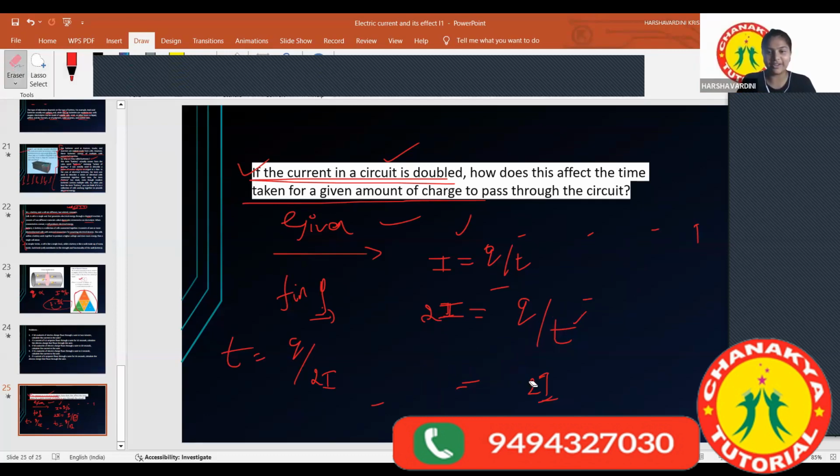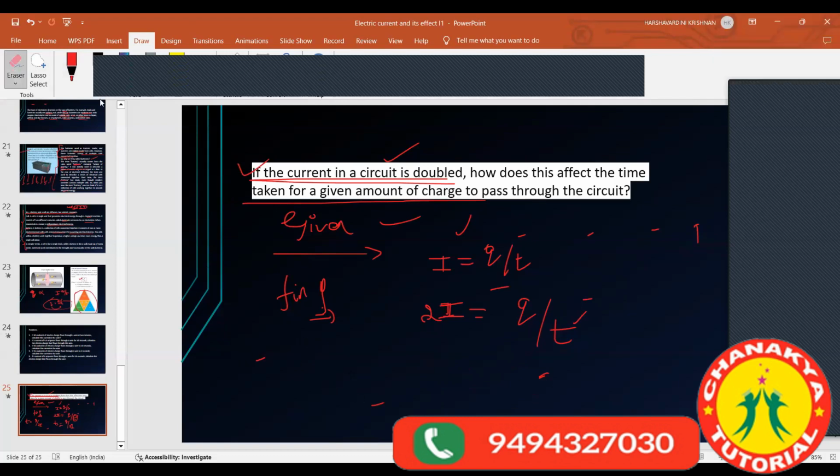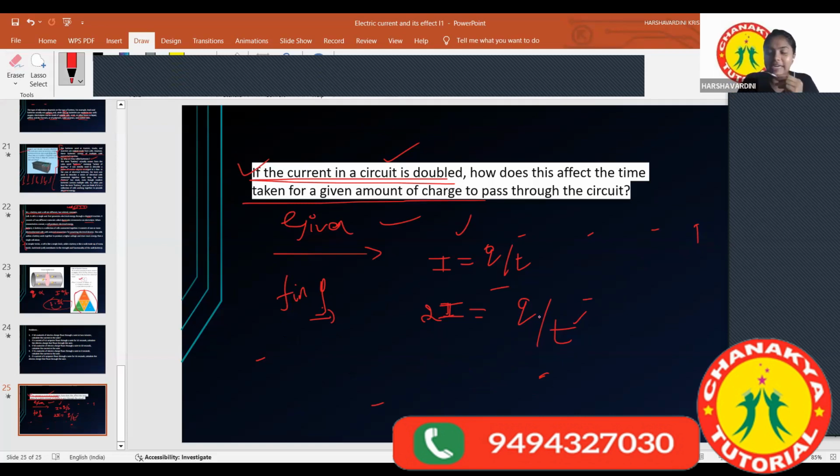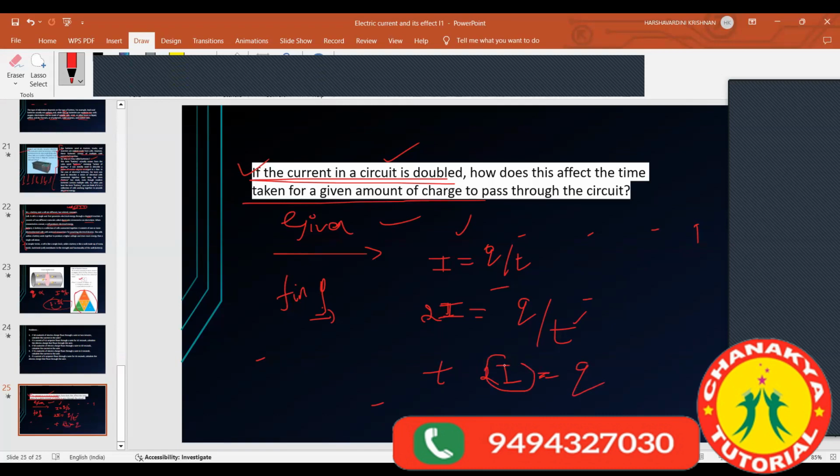Oh my God, wait. I'll include another step here. See, 2I equal to Q by T. If T is in division, it goes to that side as a multiplication: T into 2 into I equals Q. Now 2I is in multiplication, so it goes to that side as a division. Got it? Am I right or not?